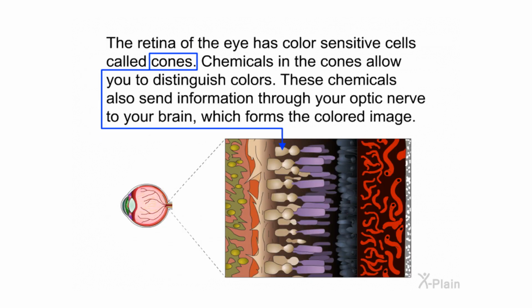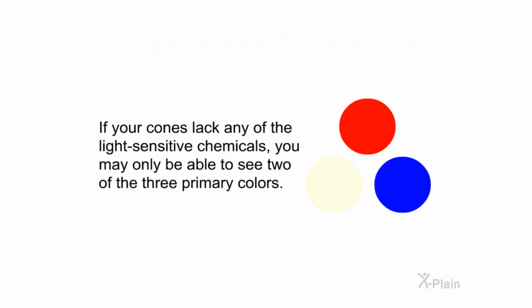The retina of the eye has color-sensitive cells called cones. Chemicals in the cones allow you to distinguish colors. These chemicals also send information through your optic nerve to your brain, which forms the colored image. If your cones lack any of the light-sensitive chemicals, you may only be able to see two of the three primary colors.